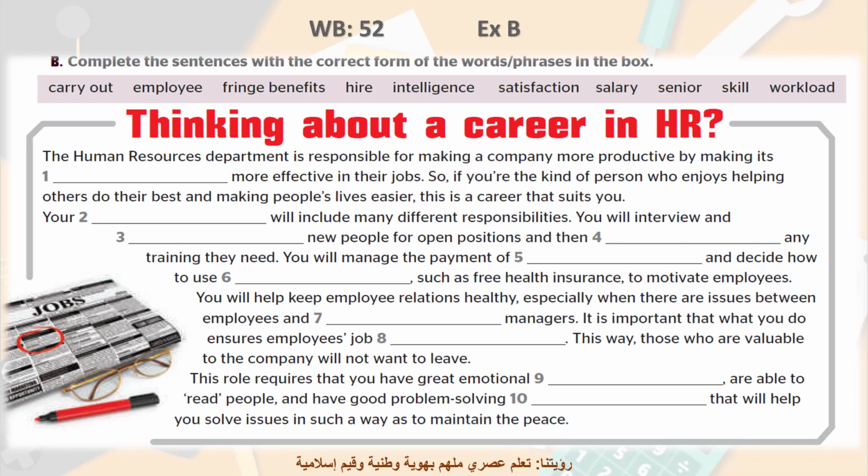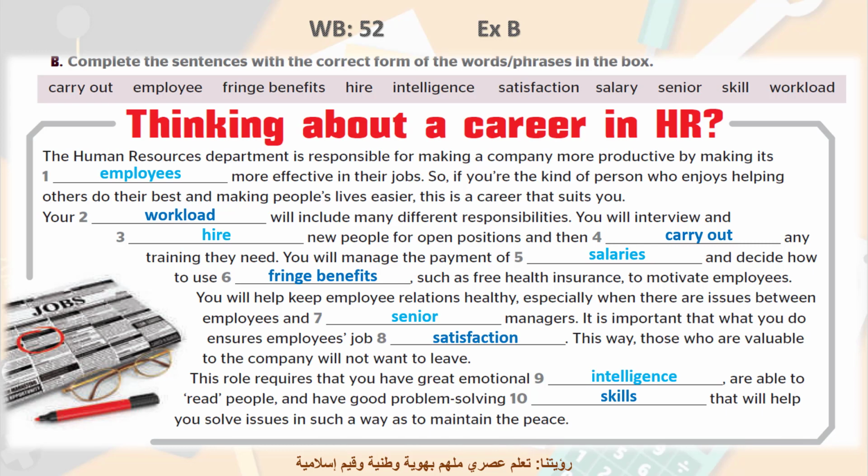Here are the answers. Number 1, employees. 2, workload. 3, hire. 4, carry out. 5, salaries. 6, fringe benefits. 7, senior. 8, satisfaction. 9, intelligence. And 10, skills. I hope you all got 10 out of 10.